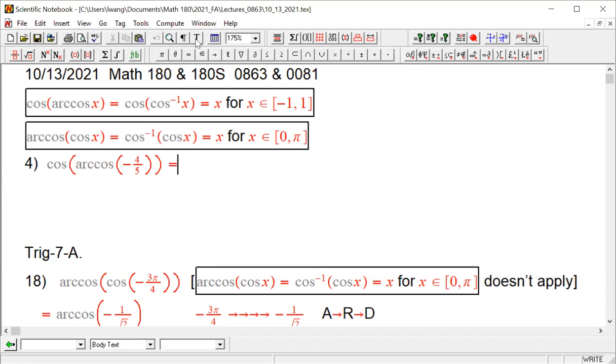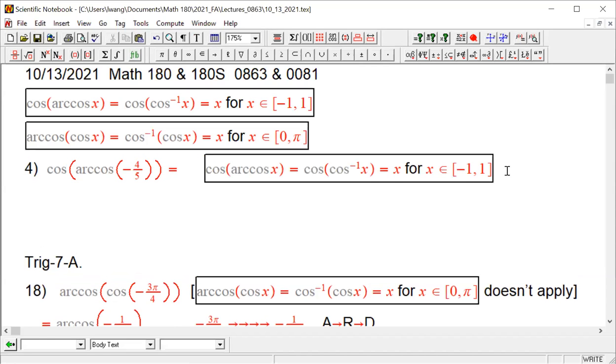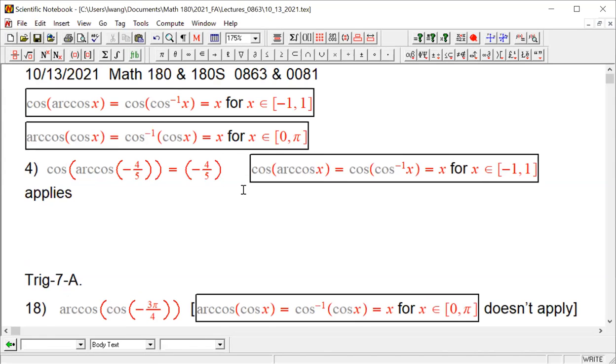The first property applies, isn't it? Does it apply? Yes? That property applies, right? You have a cosine, and you have ArcCosine, and you have an x here. X is -4/5, and x is between -1 and +1. Therefore, your answer is just -4/5.